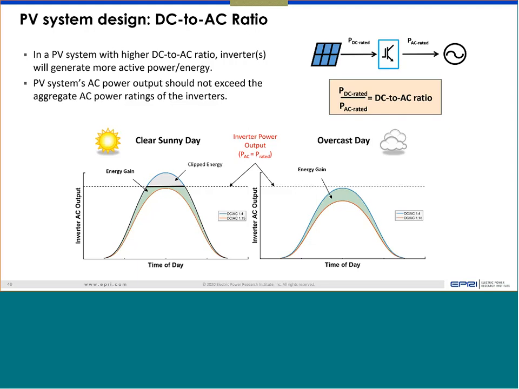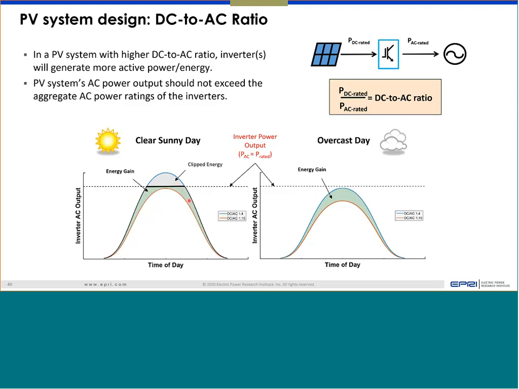So this is what happens with a high DC to AC ratio on a clear sunny day. It's not that the plant is generating more power. Power will never exceed the AC rating of the inverter, or should not. What happens is that it will generate more energy, and that's what you are seeing. This shoulder part is generating more energy.